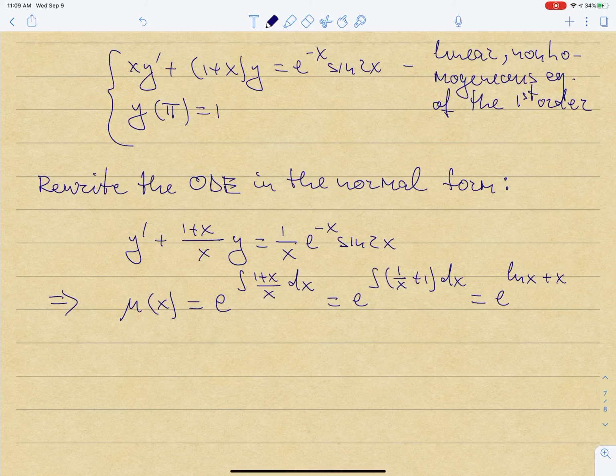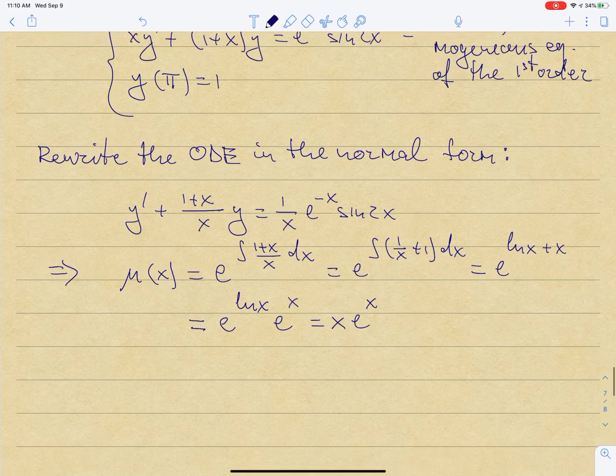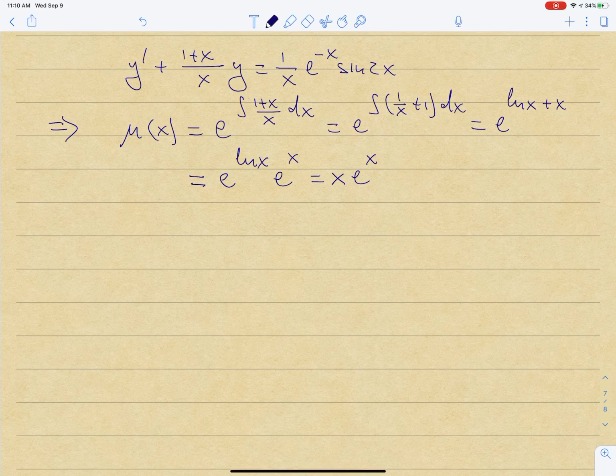Okay, so then the function e to the ln of x plus x looks nasty, right? Because at the end of the day, you'll have to be integrating this function times something else. So it makes sense to simplify it as much as possible. If I have an exponential of the sum of two things, then that's the same thing as e to the power first thing times e to the power second thing. That's the properties of exponential. And then e to the power log of x is x. So x times e to the x is my mu of x.